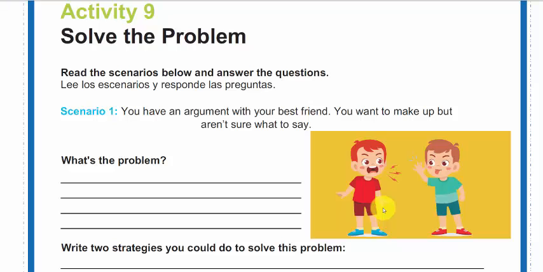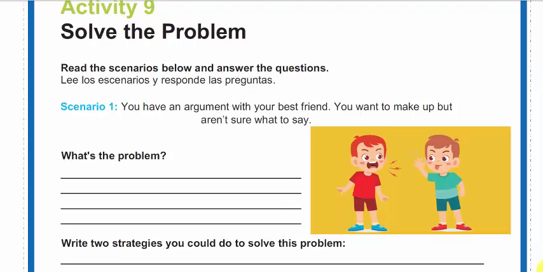In this situation, you have an argument with your best friend. Tienes una discusión con tu mejor amigo. You want to make up but aren't sure what to say. Quieres hacerlo, pero no estás seguro de qué decir. So, what's the problem? ¿Cuál es el problema? The argument, right? They are arguing about something. So, you need to write something that you think they are arguing about. Tienen que escribir algo de lo que ustedes piensen de por qué están discutiendo.